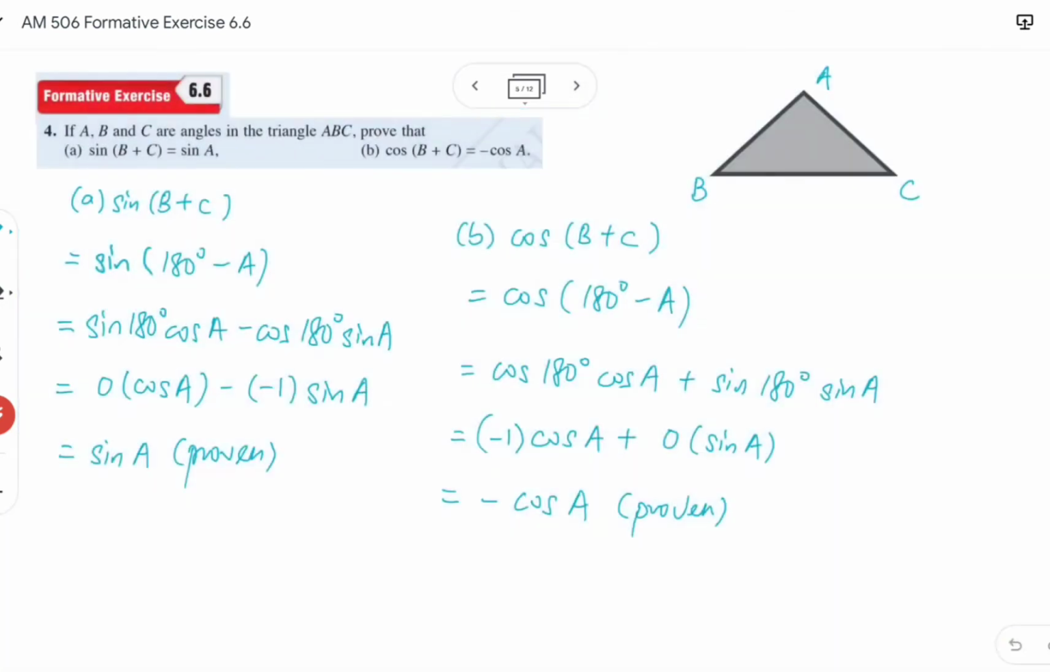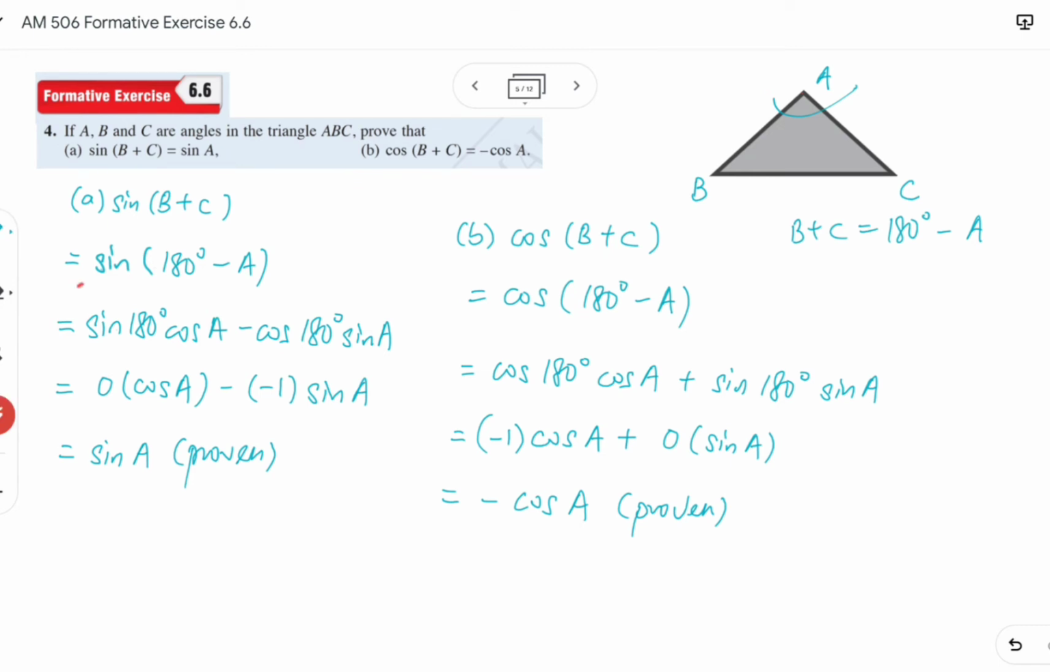Next, question number 4. If A, B, and C are angles in the triangle ABC, prove that sine of B plus C equals sine A. So before we do, we sketch out our triangle. Any triangle will do. And then label the angles A, B, and C. Now with this triangle, we are asked to find sine of B plus C. B plus C is actually 180 degrees minus the angle A.